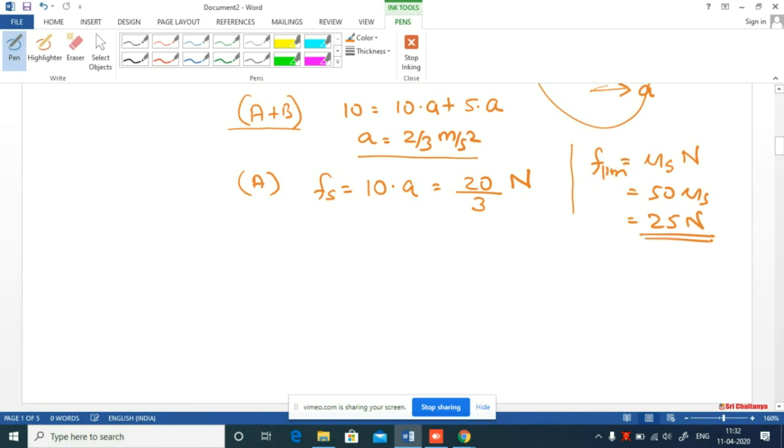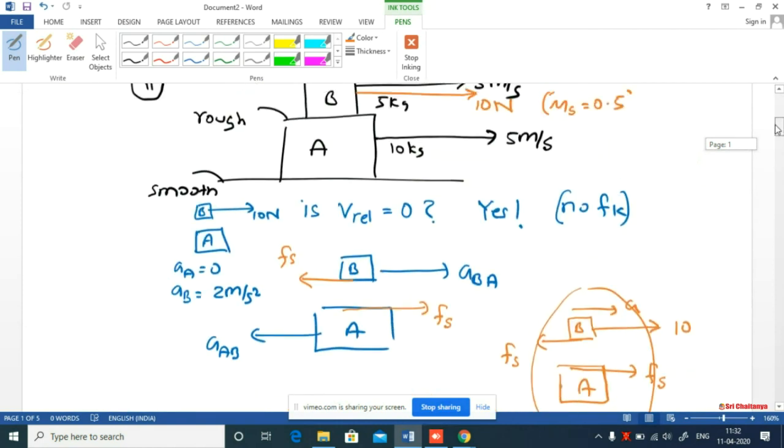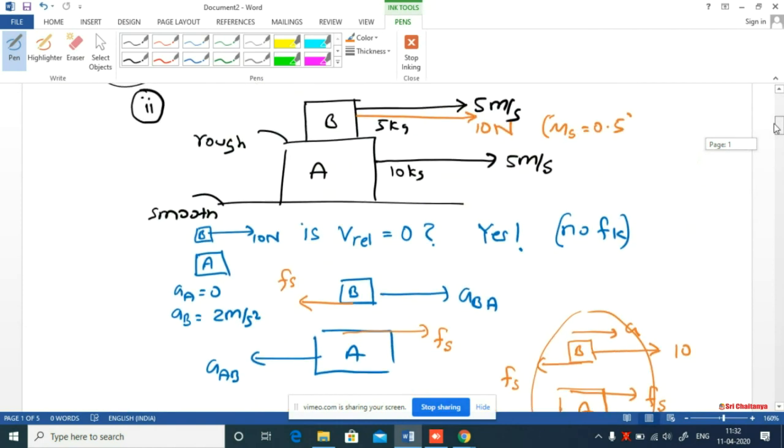So limiting friction is 25 Newton and the actual friction is 20 by 3 Newton. So is this actual friction Fs less than limiting friction? Yes. It means our assumption that the friction is static is correct, and indeed between A and B the friction is static. I hope it's clear to all of you. So we now move to the third case.